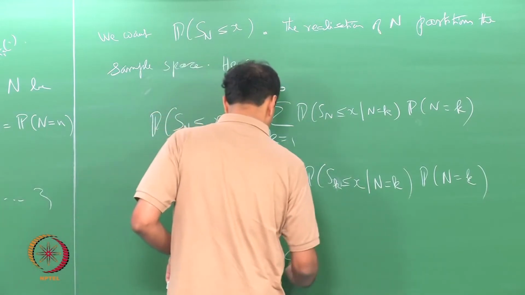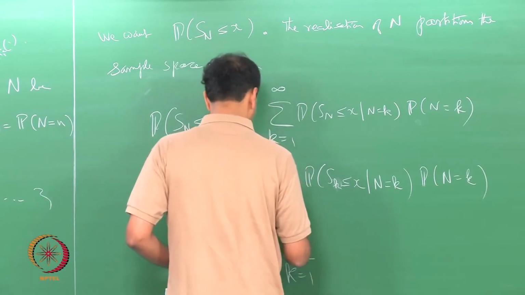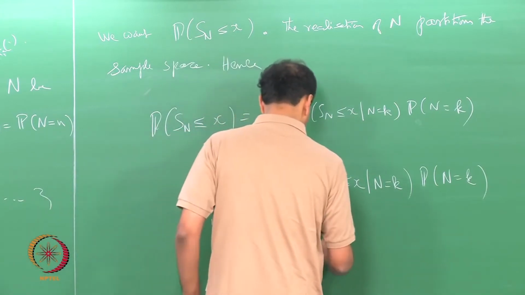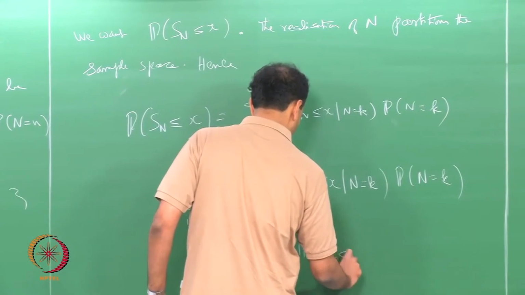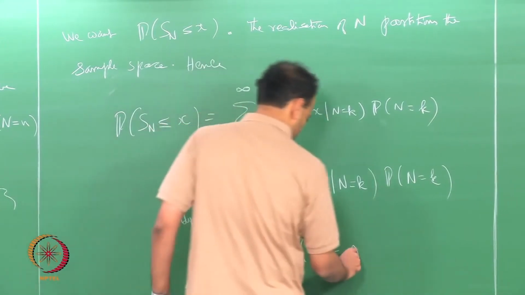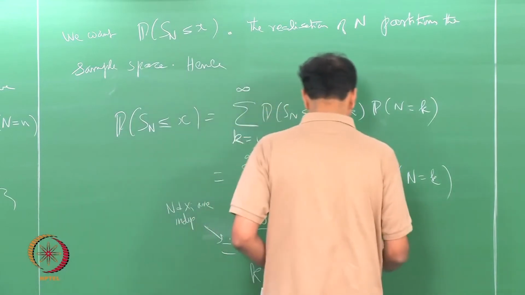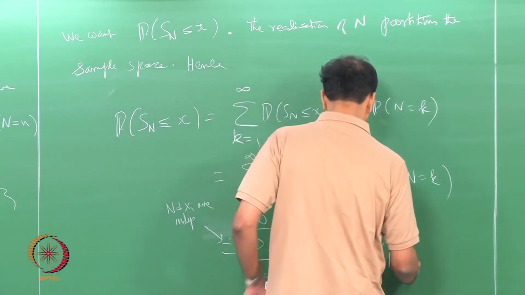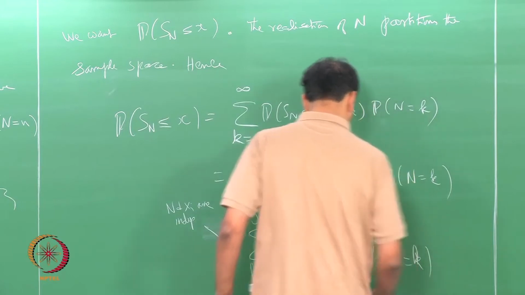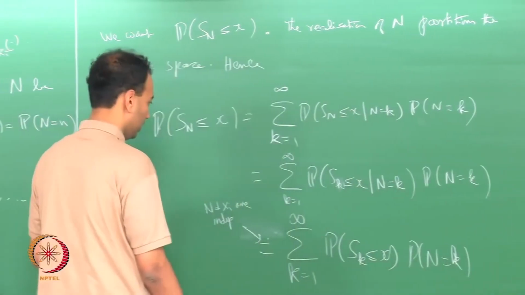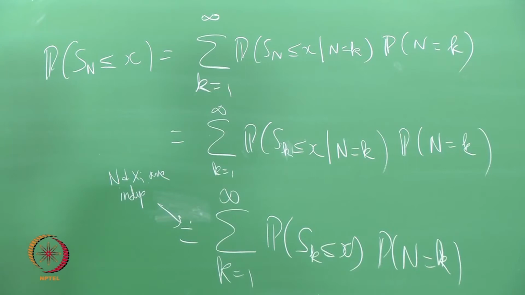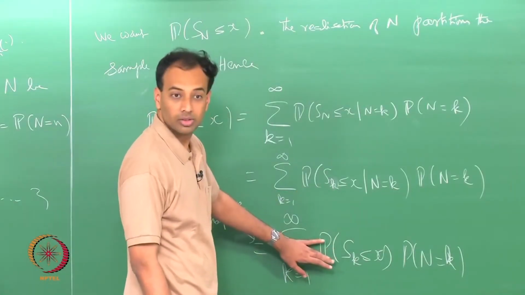I can write the sum over k equals 1 through infinity. So, this will boil down to the unconditional probability of S_k less than or equal to x times probability that N equals k. Okay. Fine. So, is the step clear? This is because of independence.